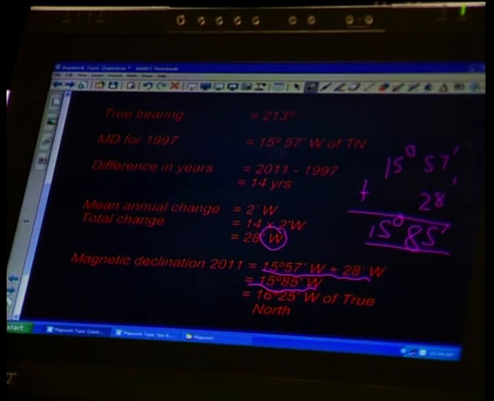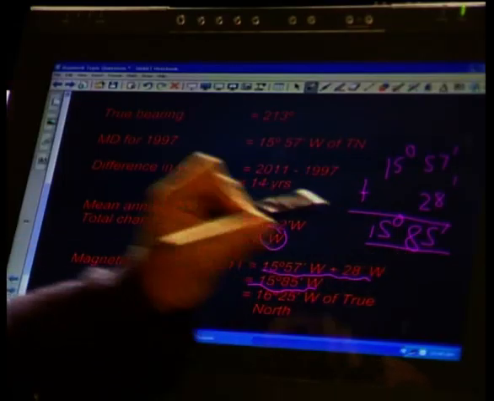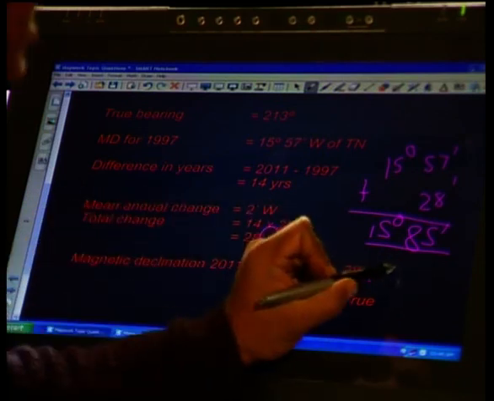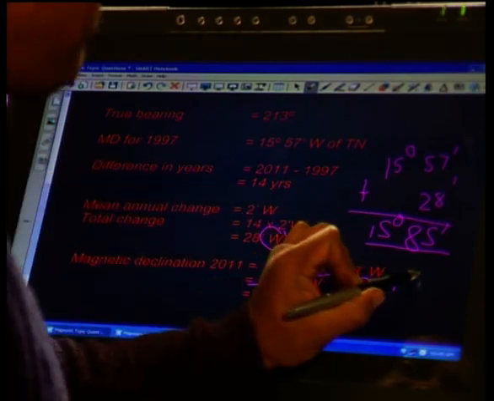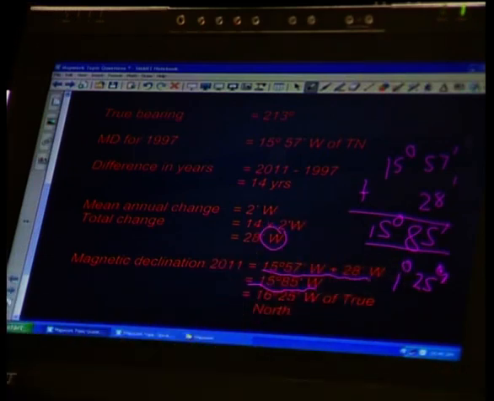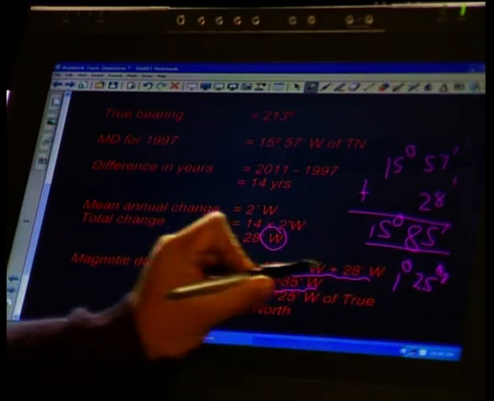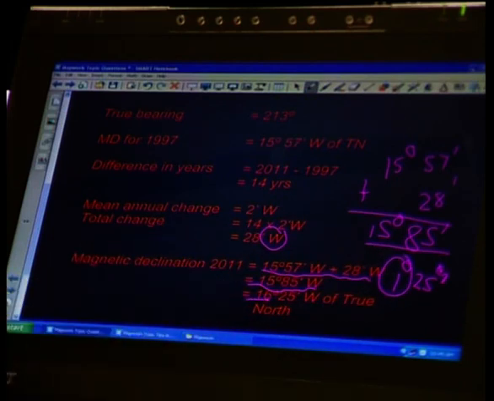Please guys, don't use a calculator for this because it's going to give you a decimal. You work it out manually. 85, 60 goes into 85 once, okay? So it goes in once. What's the remainder? The remainder is 25 minutes and 1 degree. So then I add this. Of course, this degree would go towards the degree section, which makes it 16, and the 25 remains there. So your answer then is 16 degrees, 25 minutes west of true north.